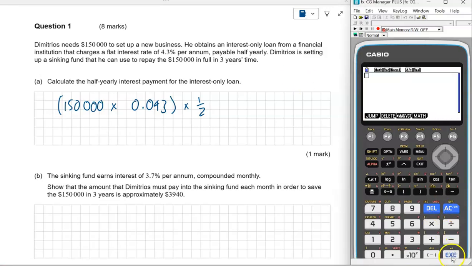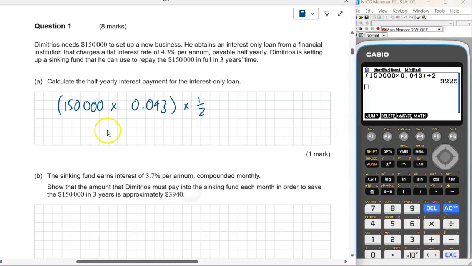So head into the run function there. We'll do that calculation. $150,000 times by 0.043, which is 4.3% as a decimal, and then divide that by 2 or times it by a half. So Demetrios would need to pay $3,225 interest every half year. Okay, so double that for the yearly payments.